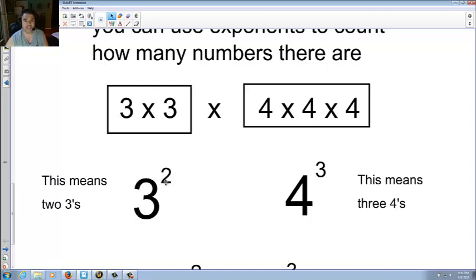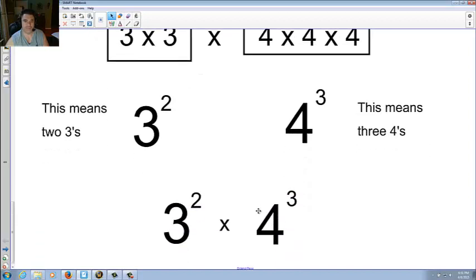So 3 to the second power is the same as saying 3 times 3. In the same way, 4 to the third power would mean 3 4's. All you have to do to finish it is don't forget that since they're all multiplied, these here represent 3 times 3, and this represents 4 times 4 times 4. Don't forget a little times in between to combine all things together.